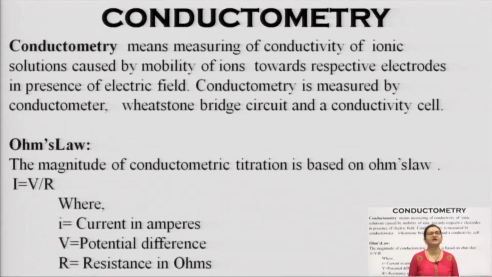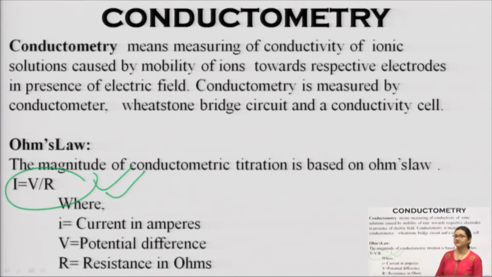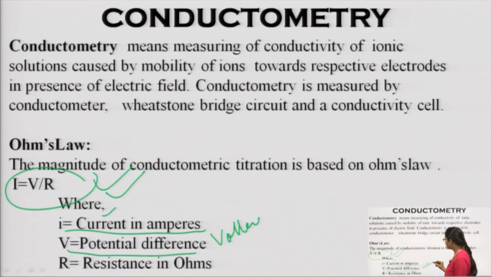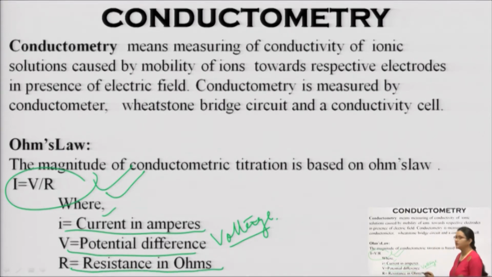What does it mean? The magnitude of conductance in conductometric titration is measured according to Ohm's law, which states I, the current in amperes. This is our Ohm's law, which says I is equal to V divided by R, where I is the current generated in amperes, V is the potential difference, or voltage, and R is the resistance in ohms.